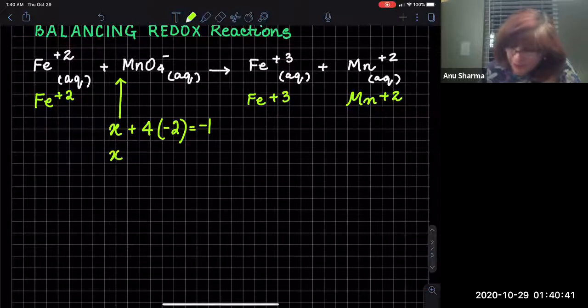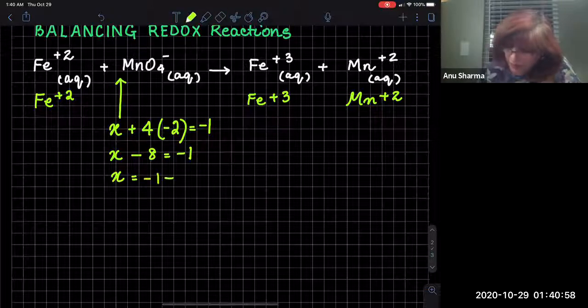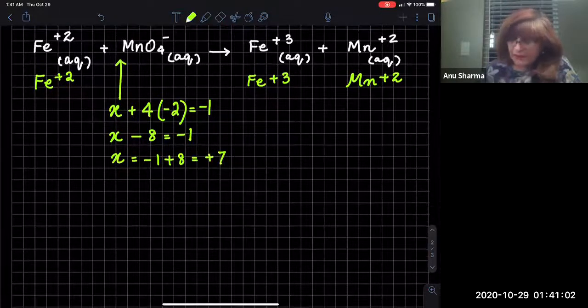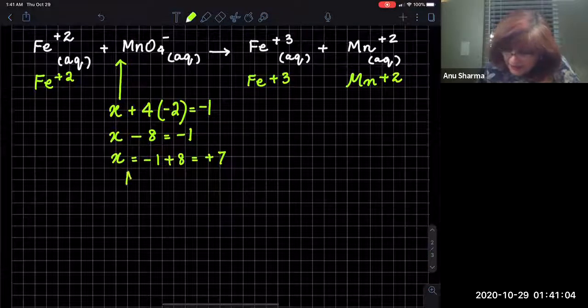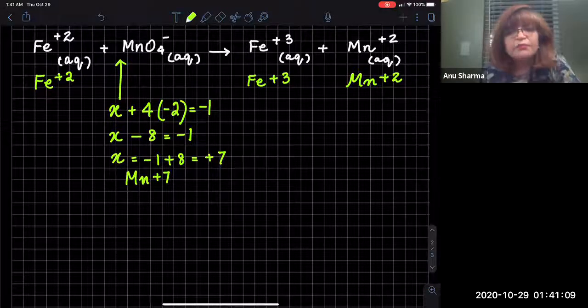So X, 4 times 2 is 8. So -8 is equal to -1. So X is equal to -1 plus 8, and that is going to equal +7. Okay, so we clearly see that manganese right here is going from +7 to the +2 state.